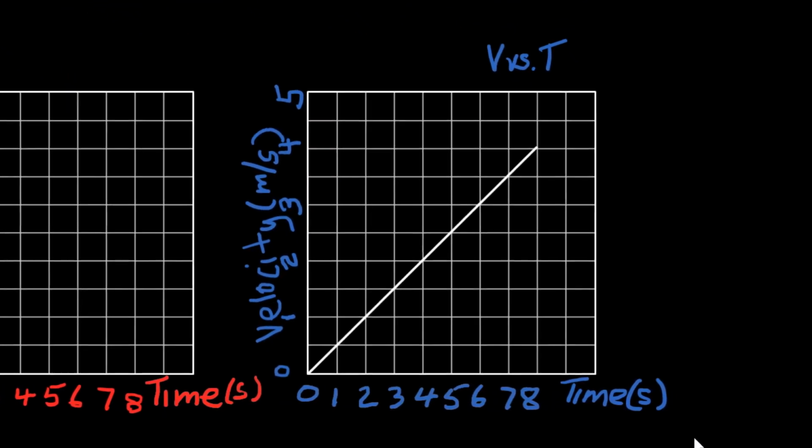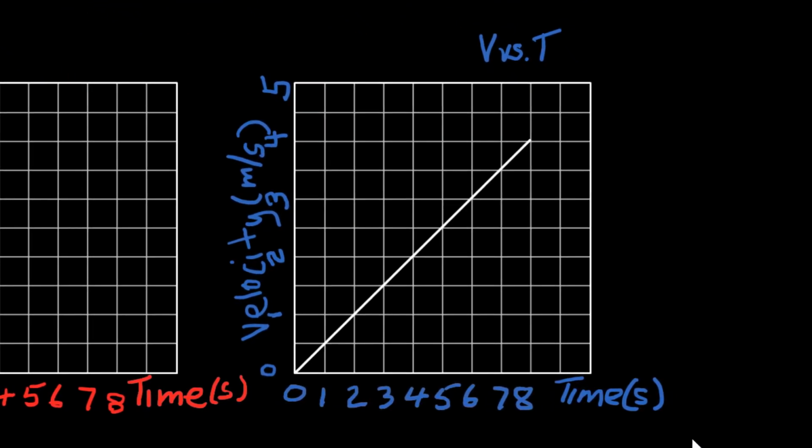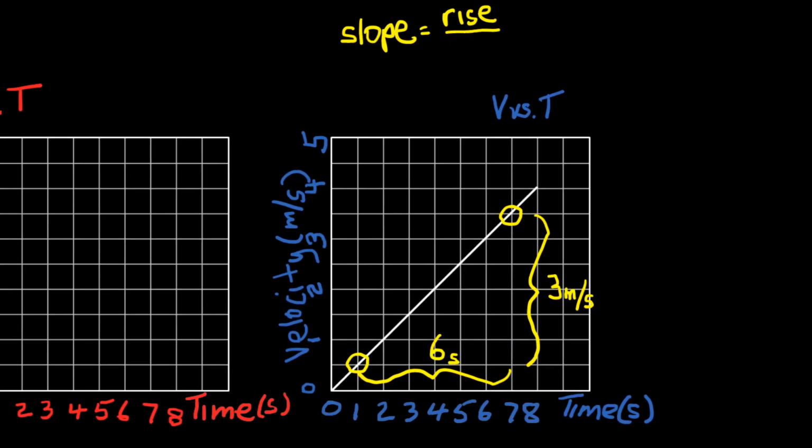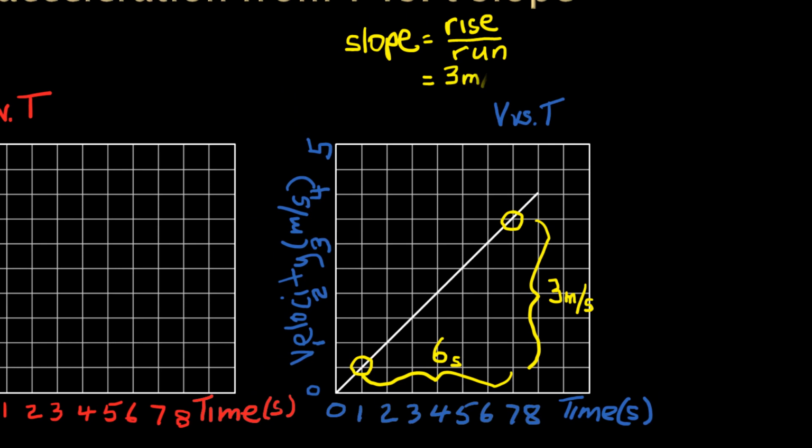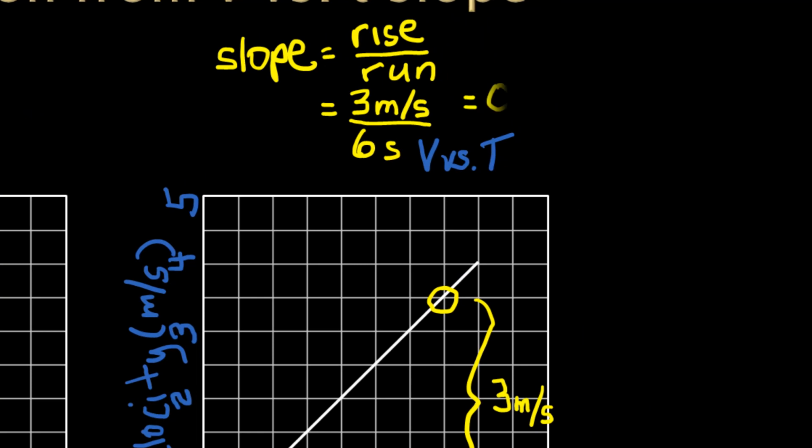Let's take a look at this. We can see that our velocity is changing as a function of time. Let's figure out what the slope of that is. We'll pick out a couple of points on here where they cross grid lines. Let's take a look at the rise over the run. The rise is 3 meters per second. The run from 1 to 7 seconds is 6 seconds. So the slope of this is the rise divided by the run. We'll divide 3 meters per second by 6 seconds. We get a value of 0.5 meters per second per second.